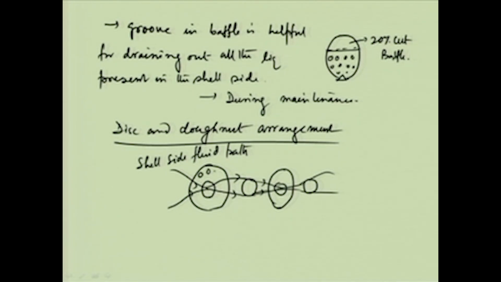And in these portions we have the tubes inserted. So, this kind of arrangement also is there, and this is called disc and doughnut arrangement. This is a typical type of arrangement of baffles for a shell and tube heat exchanger.